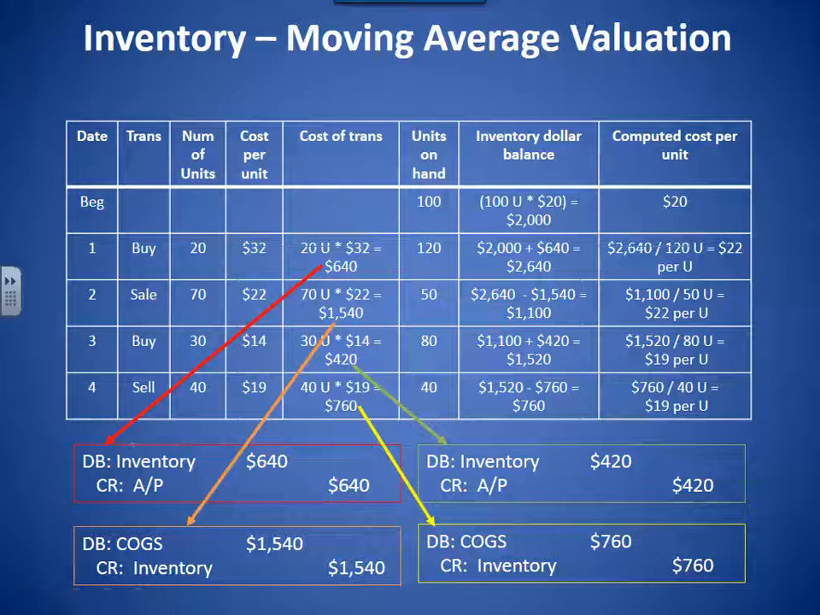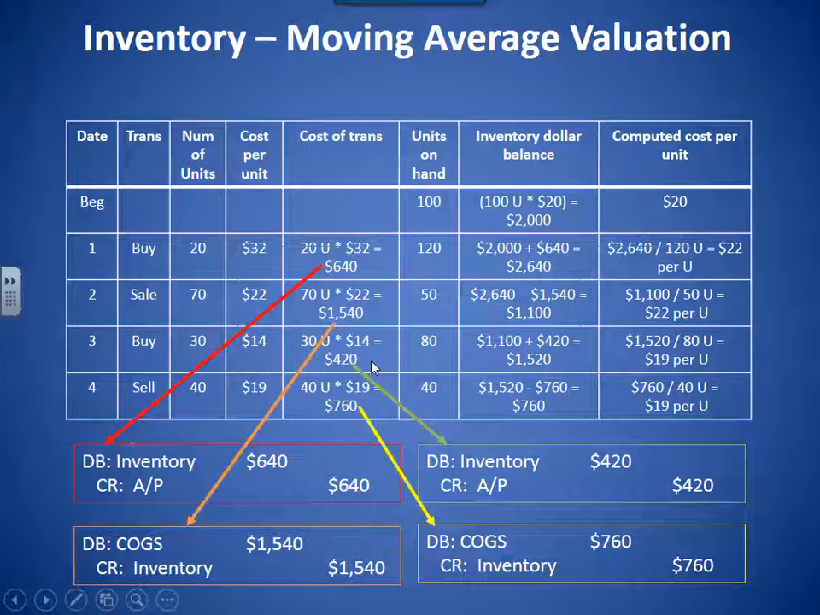On date number 2, we sold 70 units for a total transaction price of $1,540. And remember, we got that number from our average cost per unit. So for $1,540, we would debit cost of goods sold and credit inventory for the $1,540.